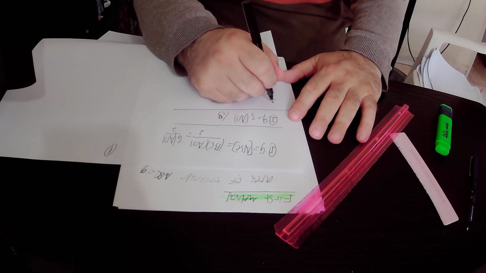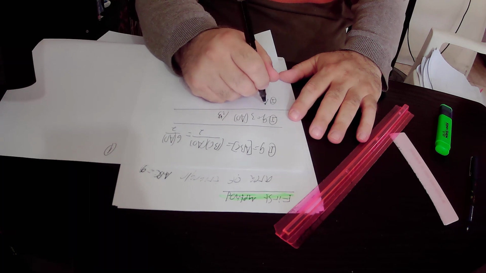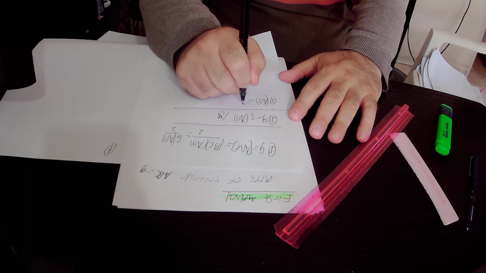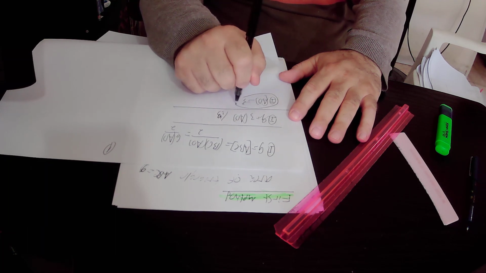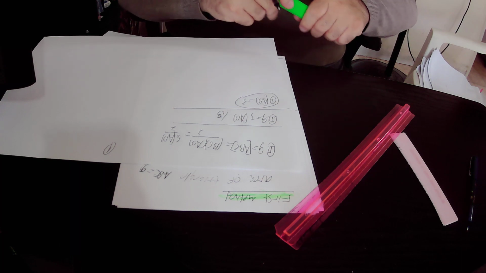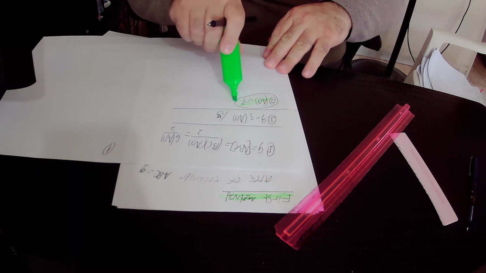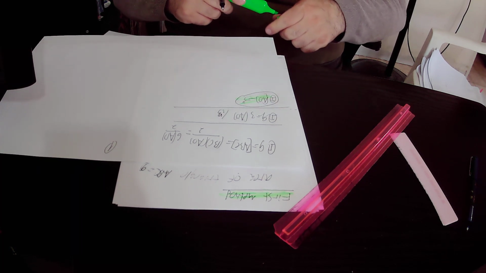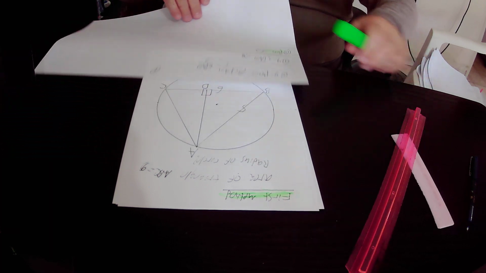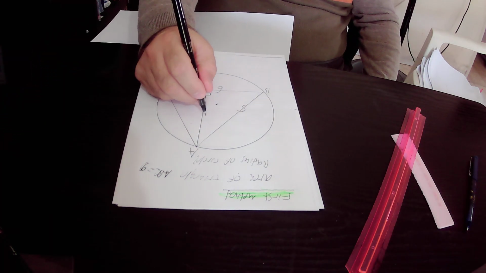And we get that AD equals 9 over 3, that is 3. We found out that AD equals 3 units. Here we can write down that AD equals 3 units.